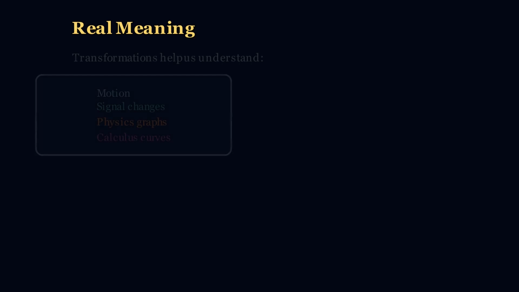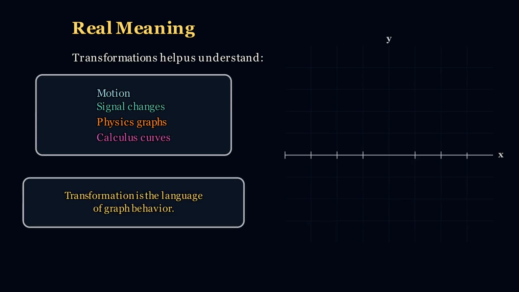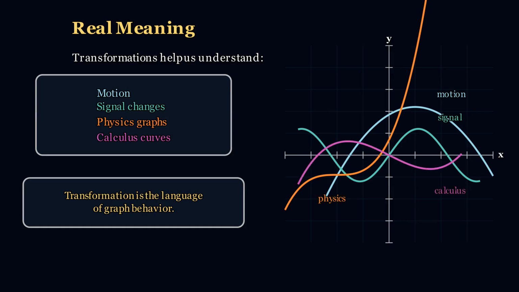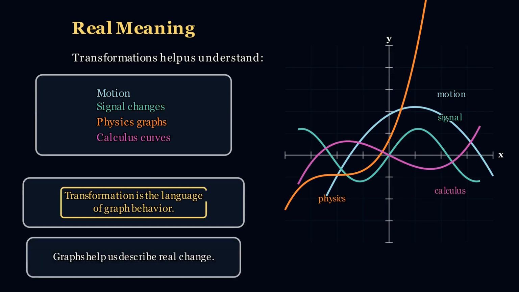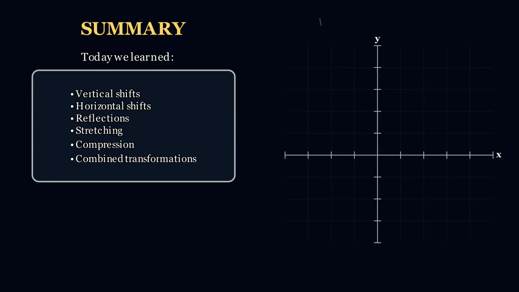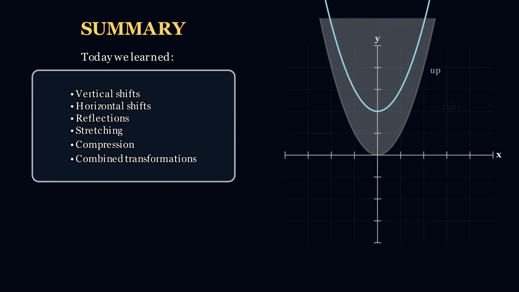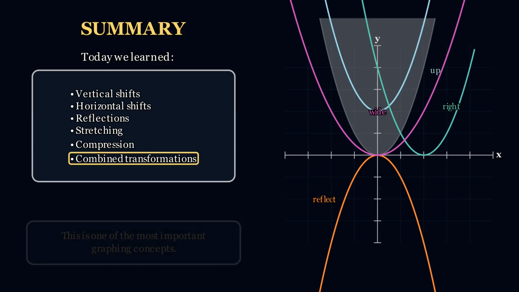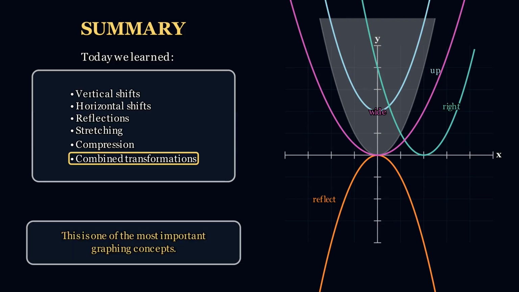Transformations help us to understand motion, signal changes, physics graphs, and calculus curves. Transformation is the language of graph behavior. Today we have learned vertical shift, horizontal shift, reflection, stretching, compression, and combined transformations. This is one of the most important graphing concepts.